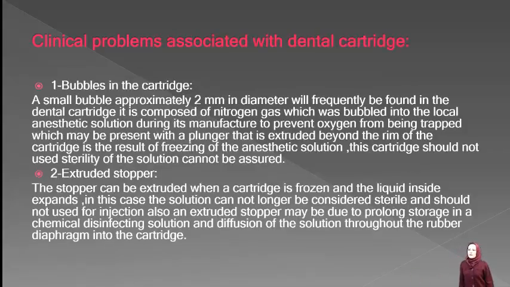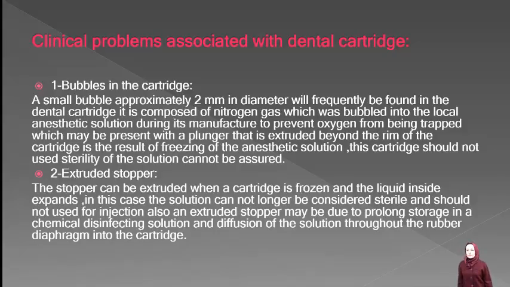Clinical problems associated with the dental cartridge. Number 1. Bubbles in the cartridge. A small bubble approximately 2 mm in diameter will frequently be found in the dental cartridge. It is composed of nitrogen gas, which was bubbled into the local anesthetic solution during its manufacture to prevent oxygen from being trapped.